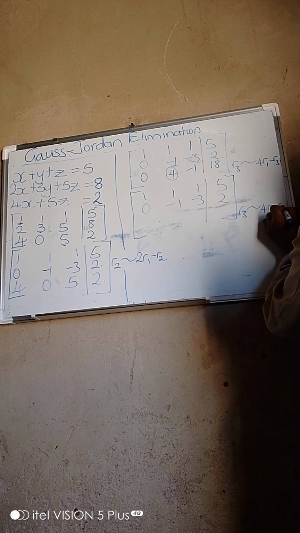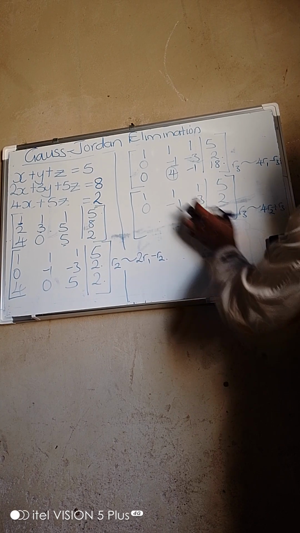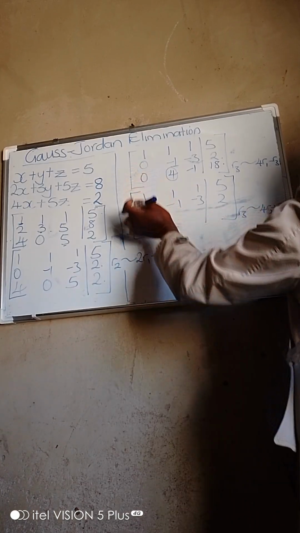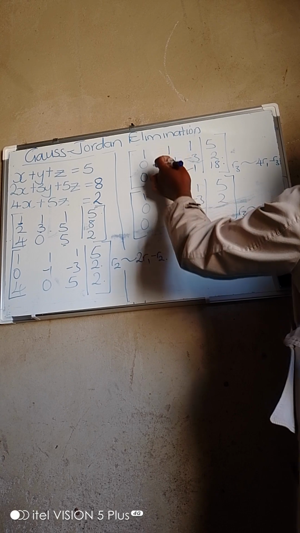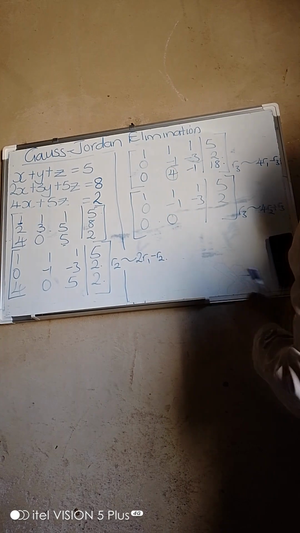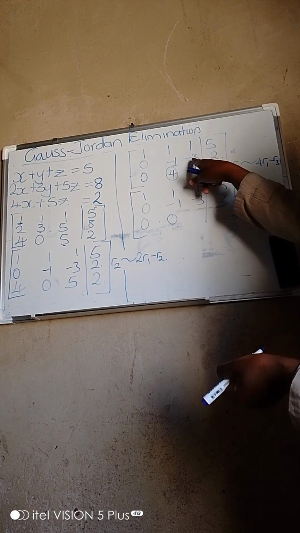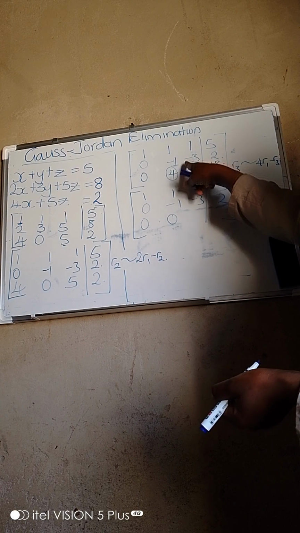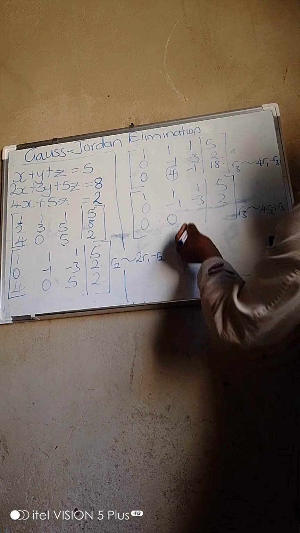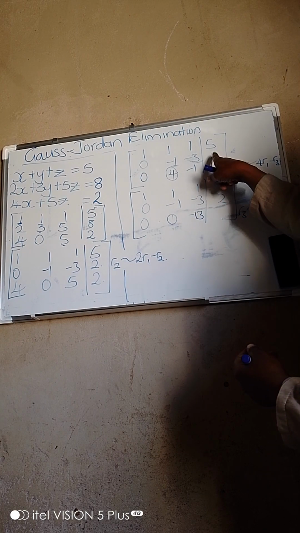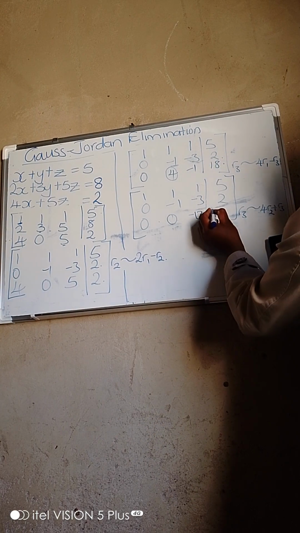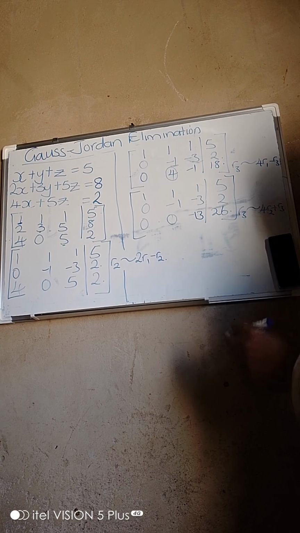plus row 3. So 4 times 0 plus 0, 0. 4 times minus 1 is minus 4 plus 4, 0. 4 times minus 3 is minus 12, plus minus 1 is minus 13. 4 times 2, 8, plus 18, 26. Right.